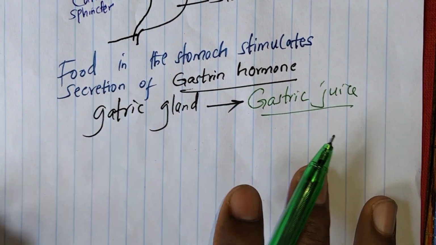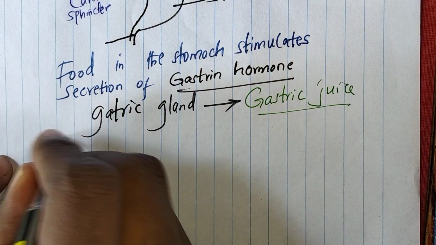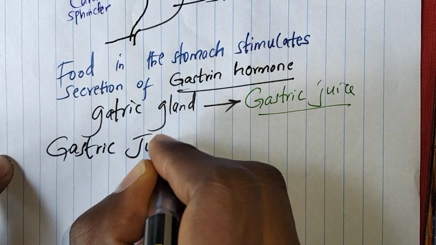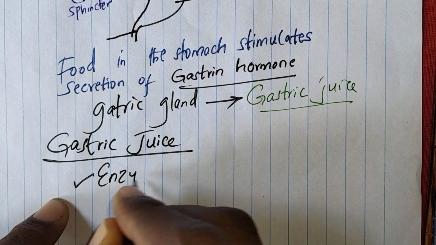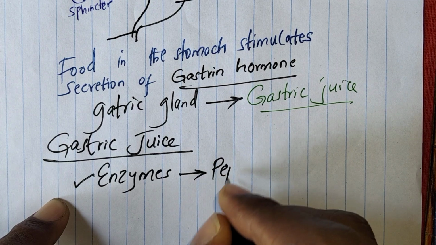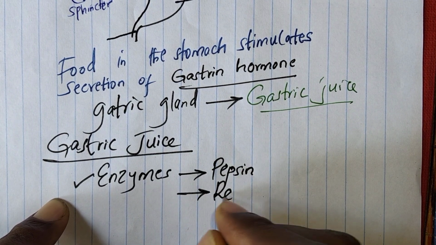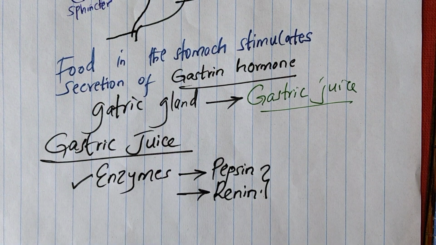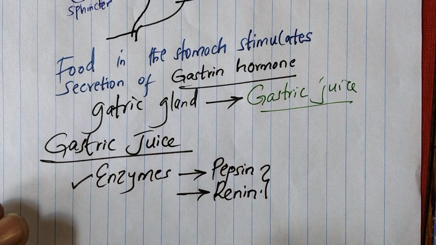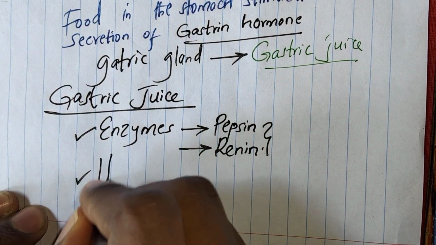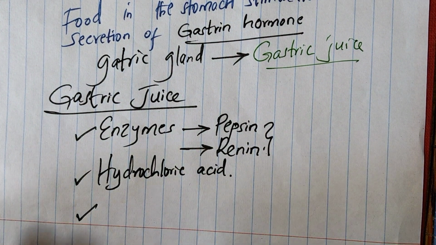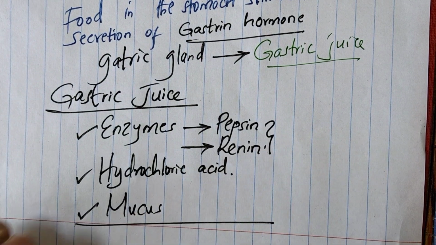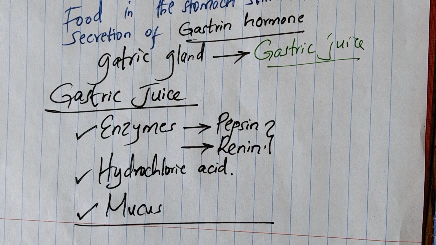But before I go there, it is important I tell you the components of gastric juice. The first one is digestive enzymes. And the first one is pepsin, and the other one is renin. These two are digestive enzymes, part of the gastric juice. The second component is hydrochloric acid. And thirdly, we have mucus. We shall learn the importance of each and every component of gastric juice.